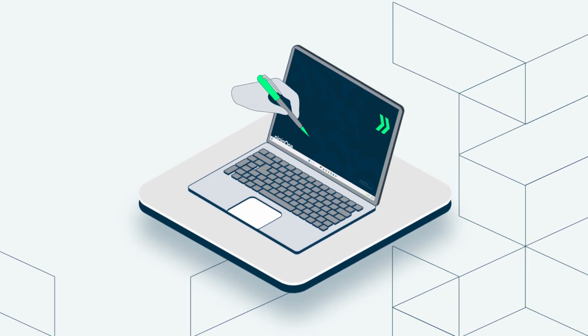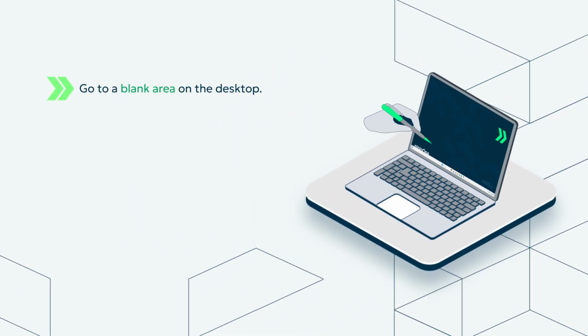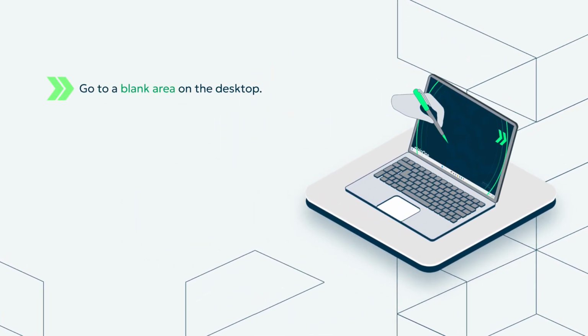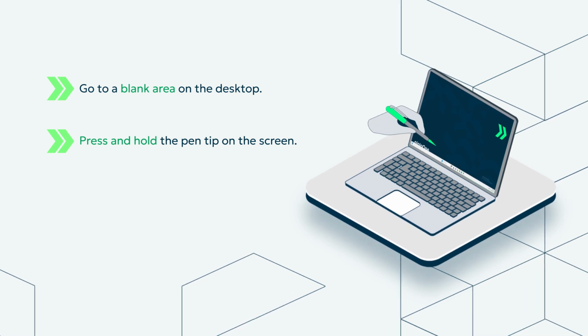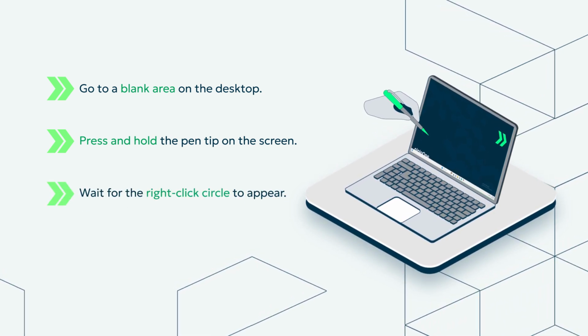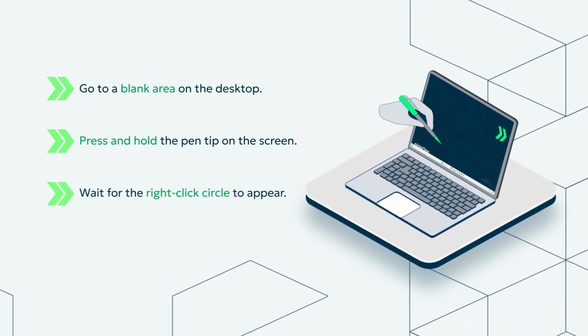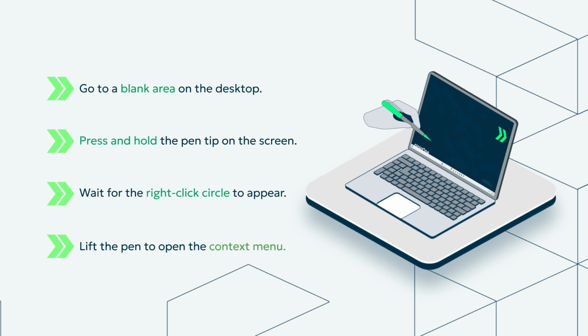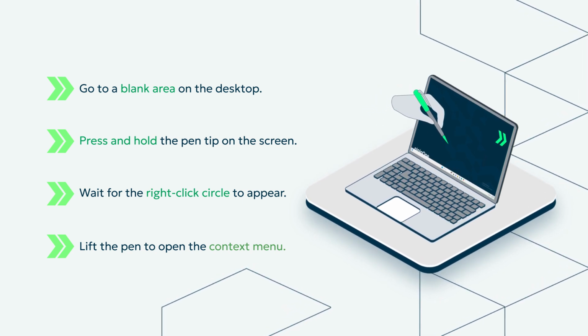How to verify if the setting adjustment worked. To check whether your press and hold changes are working correctly, follow these steps. Go to a test area such as a blank spot on the desktop. Hold the pen tip on the screen without moving it, and wait for the right-click circle animation to appear. Lift the pen after the animation appears, and this should open a context menu.